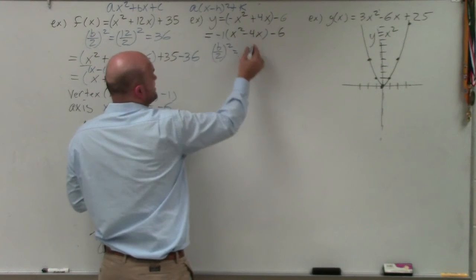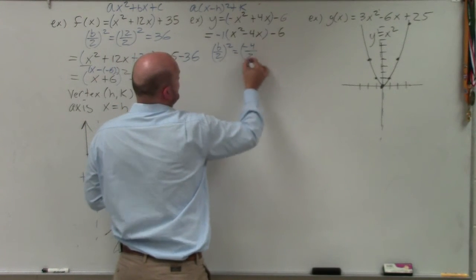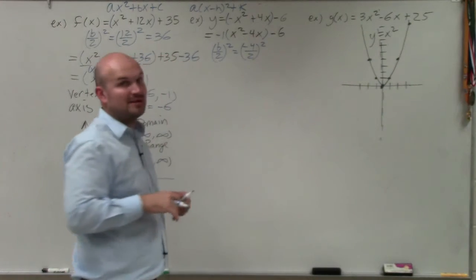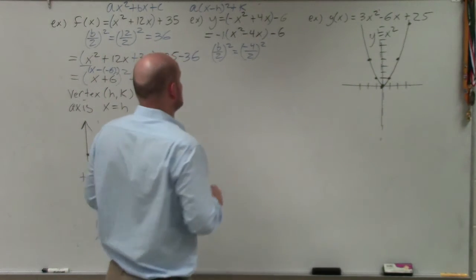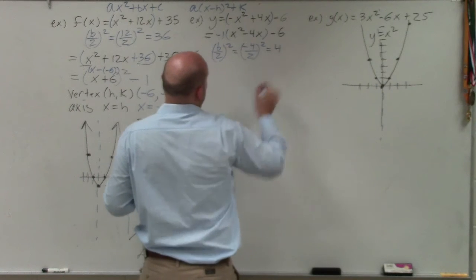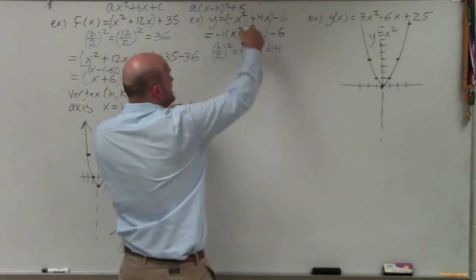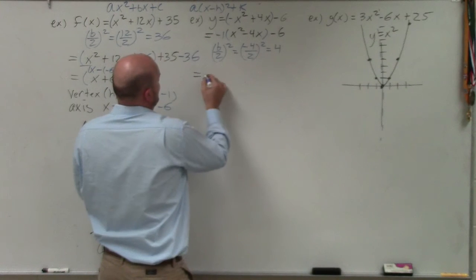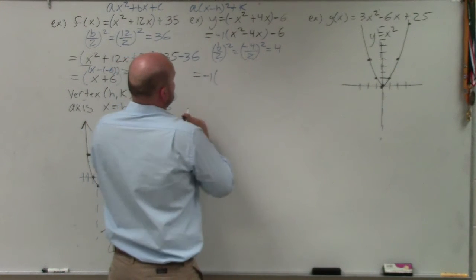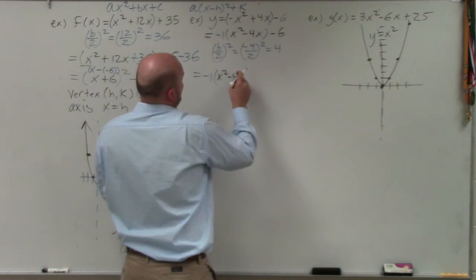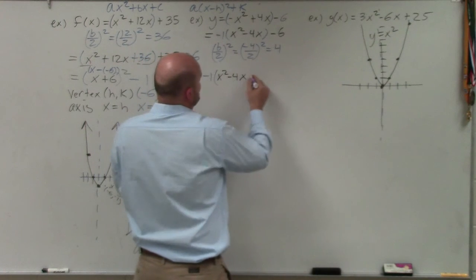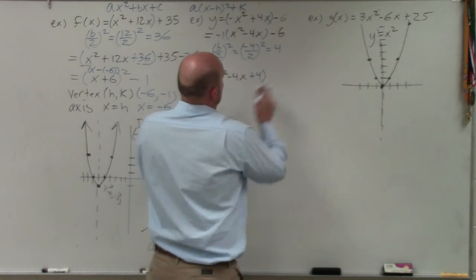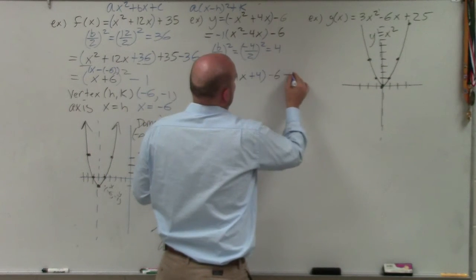Well, b in this case is going to be -4 divided by 2, squared. Well, -4 divided by 2 is -2. -2 squared is a positive 4. So now I'm going to add that 4 inside the parentheses and outside the parentheses. So I have -1 times x squared minus 4x plus 4, minus 6, and then minus 4.